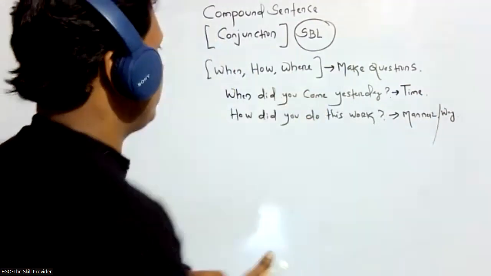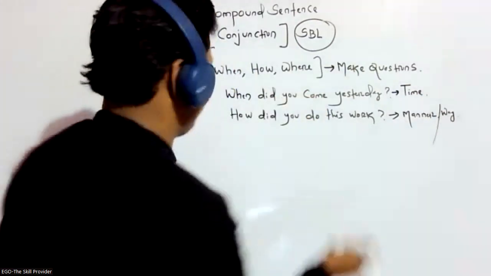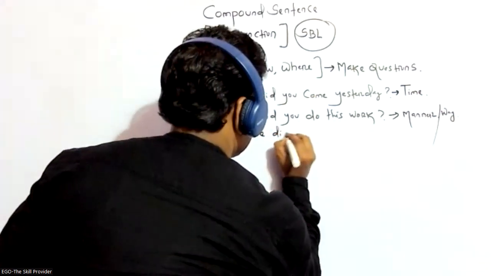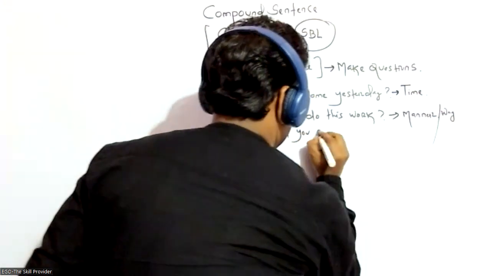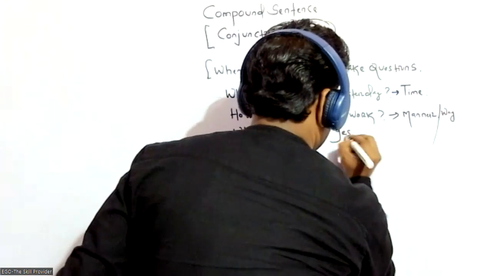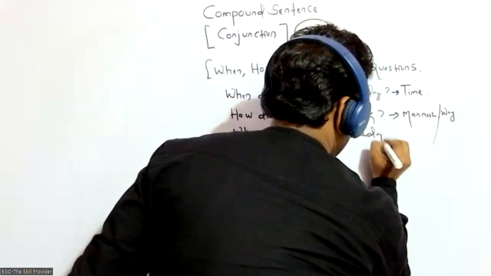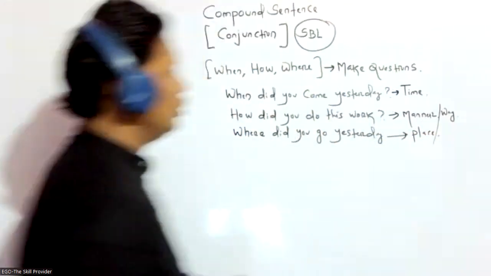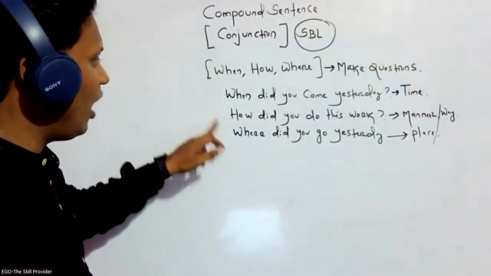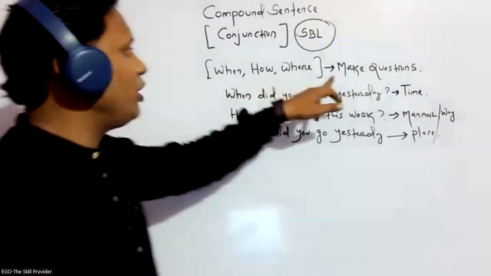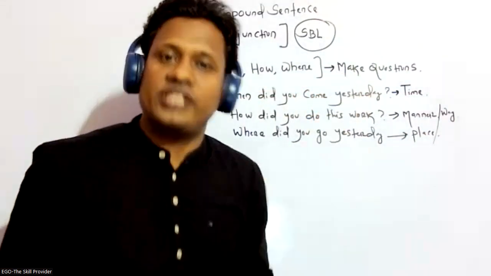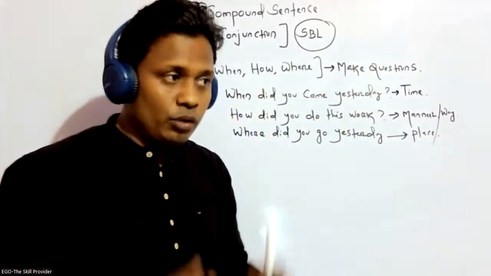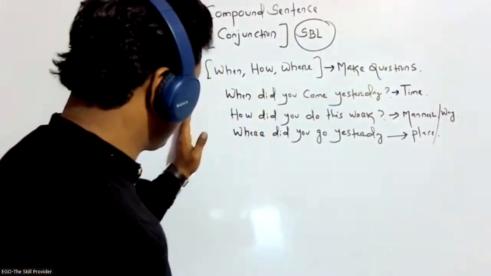And something called where. Where is used for place. Okay. So where did you go yesterday? So you are asking about the place. Okay. So when and how and where. They are called WH words and they are used to make questions or frame questions. Anek gude questions theer kori apne apan eta byabahar karanti.